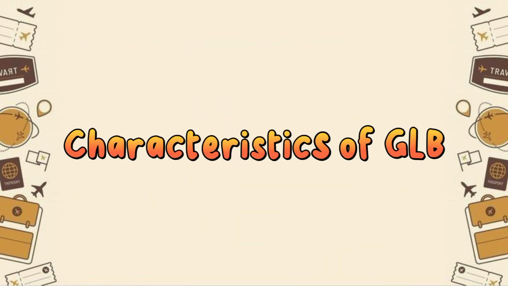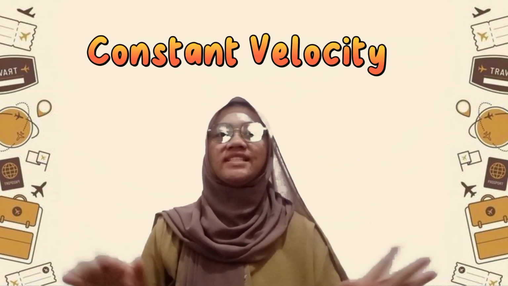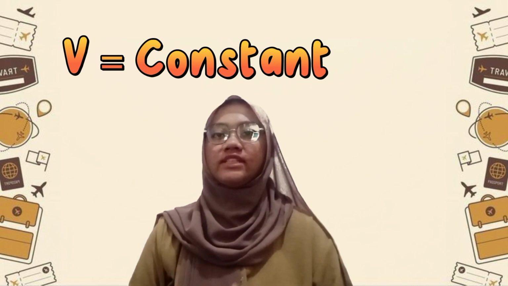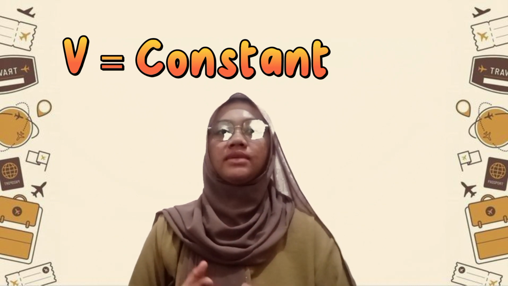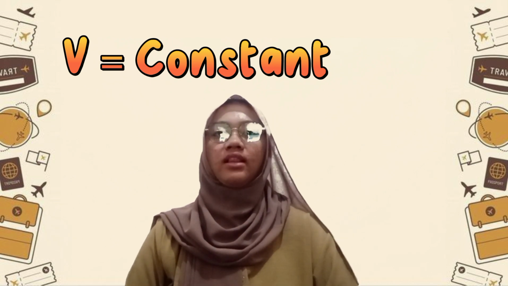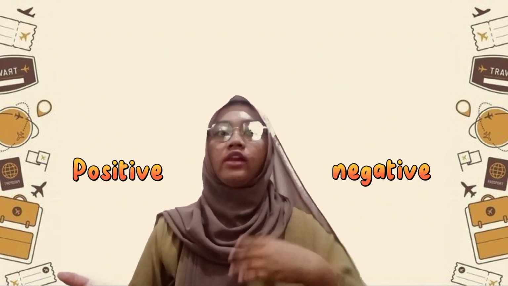Characteristic of GLB. The first characteristic of GLB is constant velocity. In GLB, the object's velocity remains unchanged over time. The object will have the same displacement in the same time interval. The velocity of the object in GLB can be positive or negative depending on the direction of motion.